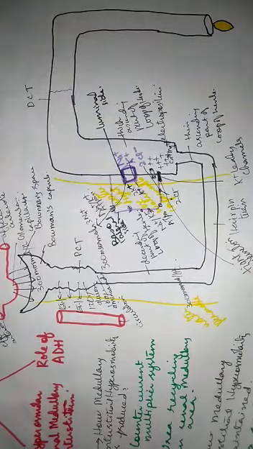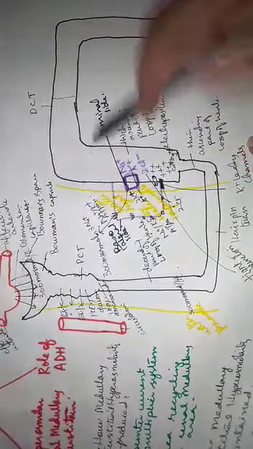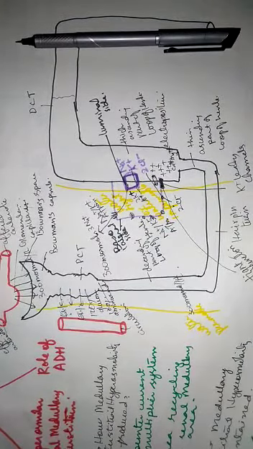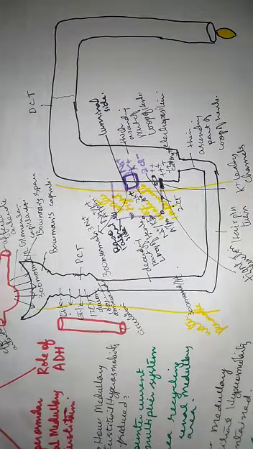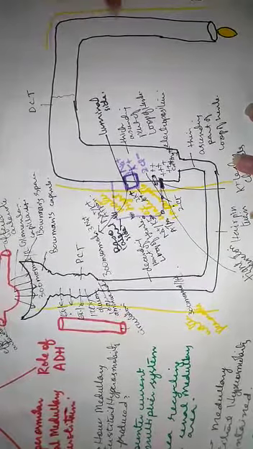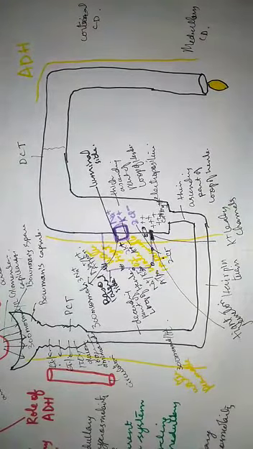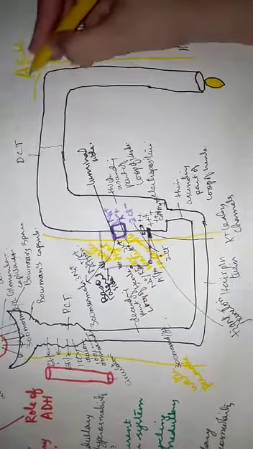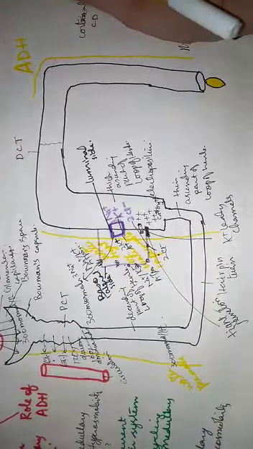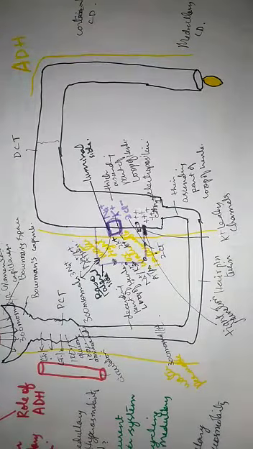Now here, the last part of the nephrons, the collecting ducts, this all part is dependent on ADH for the urine concentration and dilution. In the presence of ADH, this part is water permeable, and in the absence of ADH, this complete part is water impermeable.